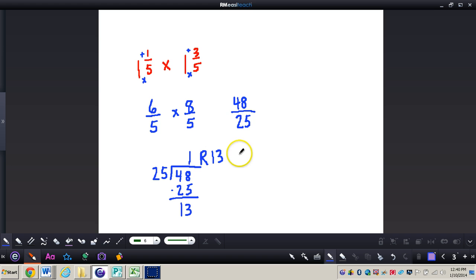So our whole number, or our quotient, will be our whole number. The R for remainder stands for right on top of the fraction for the numerator, and our denominator stays the same of 25. So we have 1 and 13/25 for our answer.